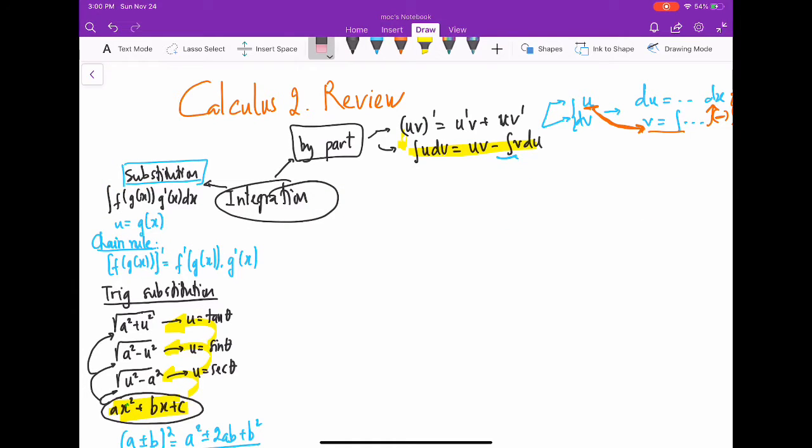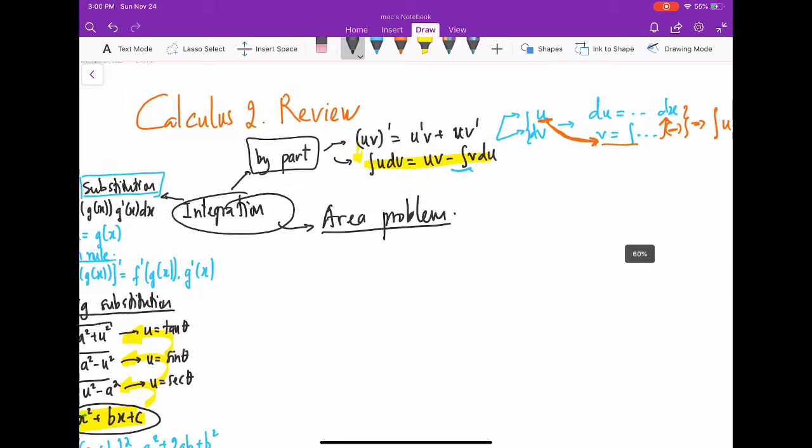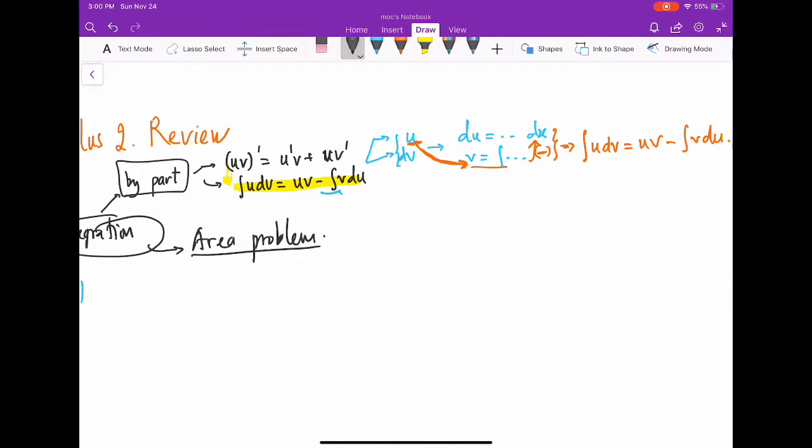All right, now let's talk about application of integrals. The first problem in this is the area problem. If they give you two functions, f and g, and let's say we consider some interval a and b, a and b could be common zeros of f and g. Okay, so it looks like this.